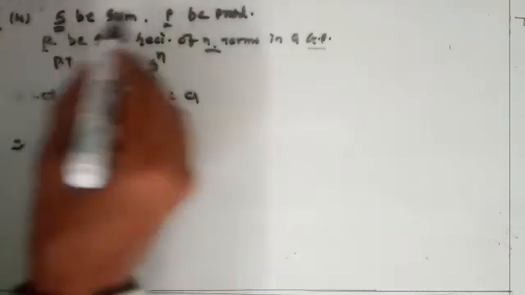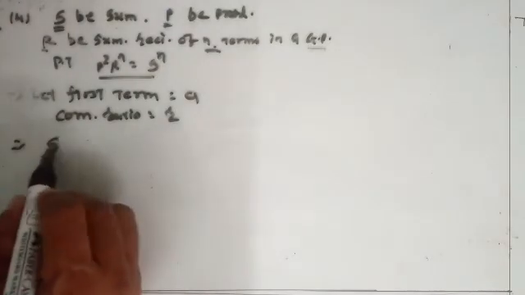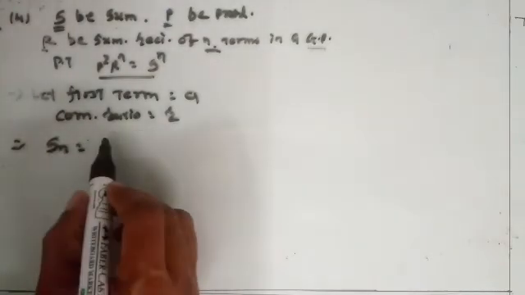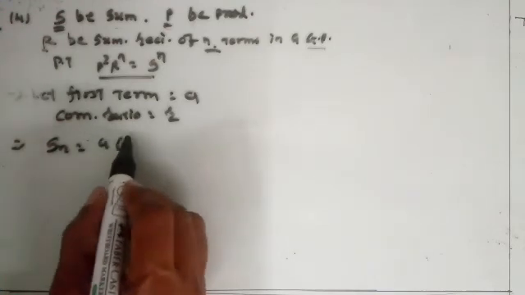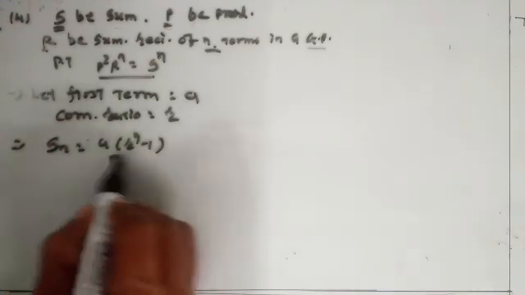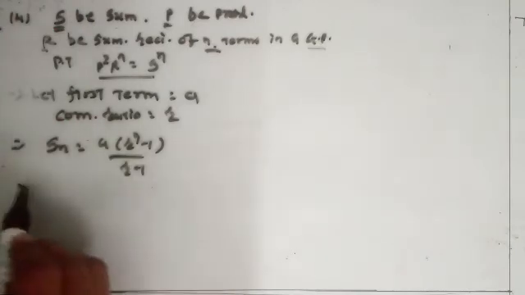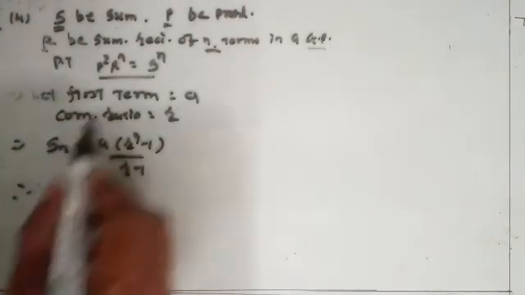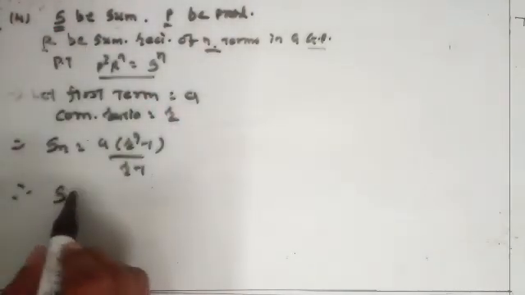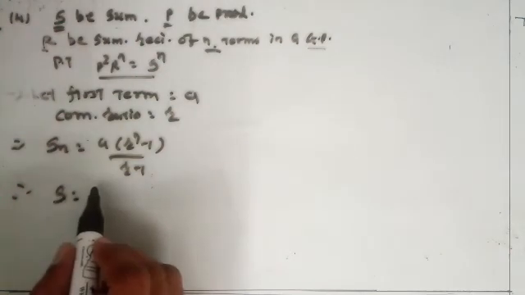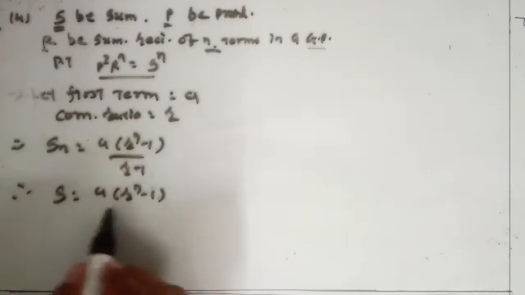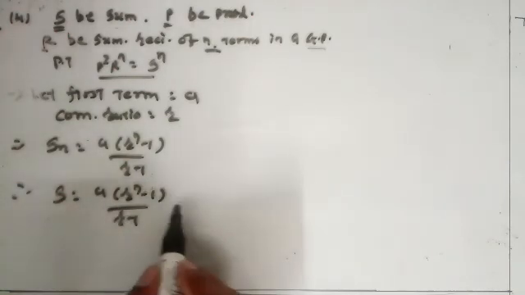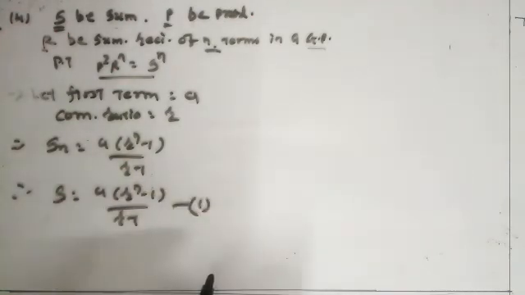Therefore, the sum of first n terms Sn is equal to, we know, A into r raised to n minus 1 upon r minus 1, and given that it is equal to S. Sum of n terms is equal to S. So S is equal to A r raised to n minus 1 upon r minus 1. Clear? Take this as result number 1.